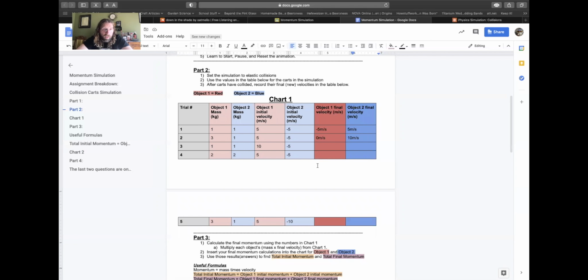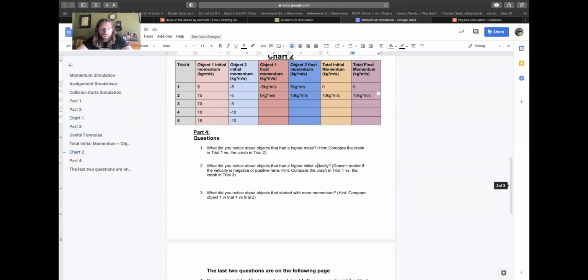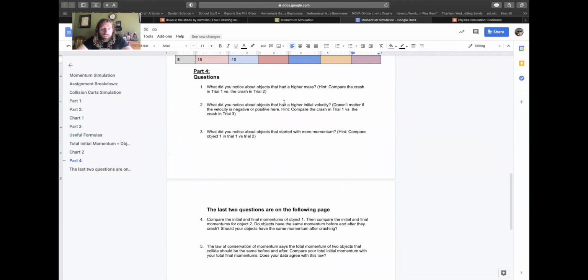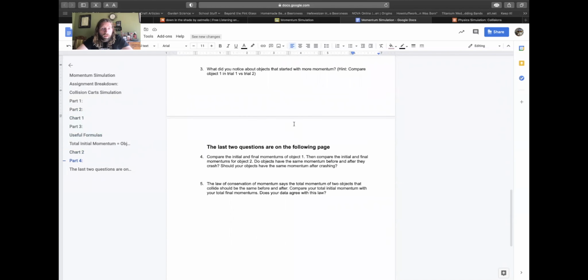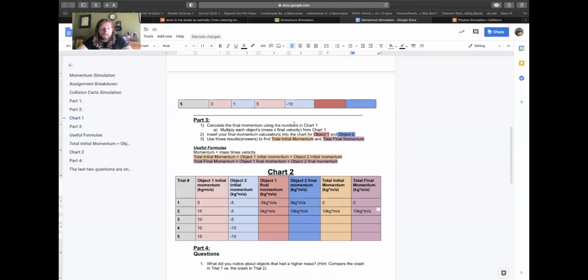Are you seeing some sort of a ratio or something like that? Some sort of a relationship? Is it proportional? Is it directly proportional? That's what we're asking. So these last questions are just there really to get you thinking about what these numbers mean and what that means for momentum. So that's how you do this assignment.